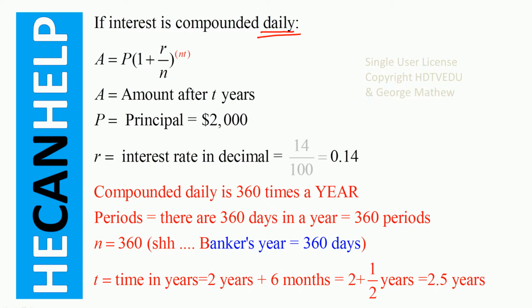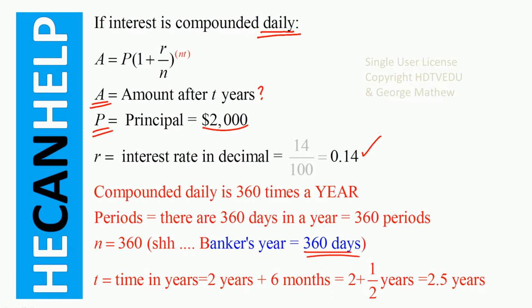If interest is compounded daily, how do you calculate the amount after t years? So amount after t years, let's assume it is A. P is the principal, and that is 2,000. Amount after t years, we don't know. What is the interest rate in decimal? 0.14, so we know that. Compounded daily is 360 times a year, assuming a banker's year has 360 days.